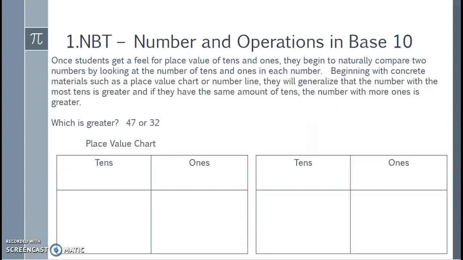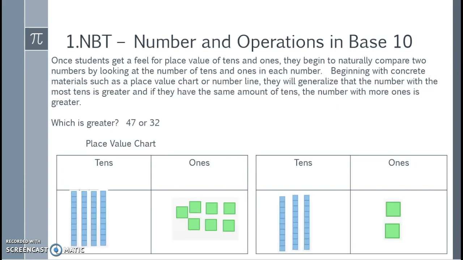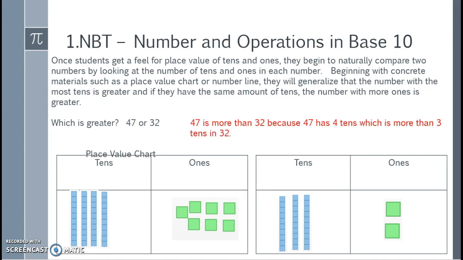So I've got my place value chart. I'll have one chart for each item. I know that with 47, I'll have 4 tens and 7 ones. And 32 is 3 tens and 2 ones. 47 is more than 32 because 47 has 4 tens, which is more than the 3 tens in 32.